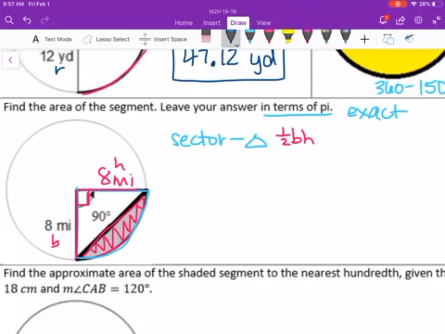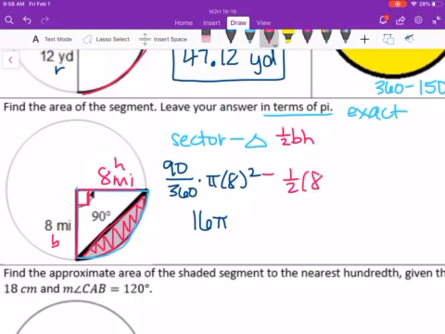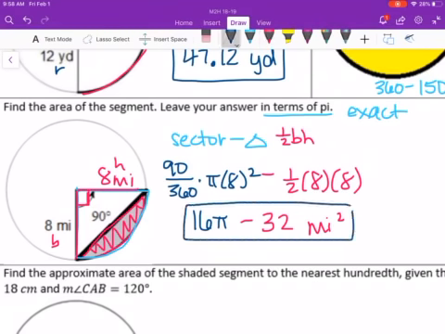They're interchangeable. So for the area of the sector, 90 over 360, and area of the circle is pi r squared, so pi 8 squared. And we want it in terms of pi, so we'll put everything in our calculator besides pi. So this is 16 pi. And we're subtracting the area of the triangle, so in this case we're subtracting 1/2 times 8 times 8. So half of 8 is 4 times 8 is 32. So 16 pi minus 32 miles squared, because it's area. That would be our final answer in terms of pi.